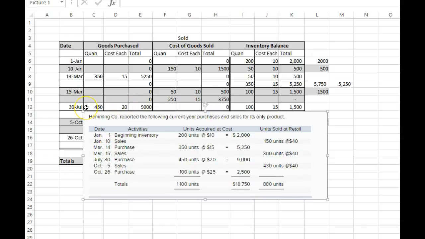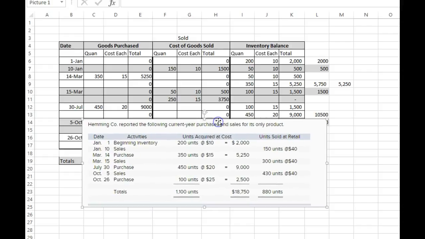Then on July 30th, we come down here, we purchased 450 units at $20. And that gives us a total of $9,000 in new purchases. So now I've got to keep my inventory in piles or separated. So I bring this 100 at 15 down for your first level. And I'm going to add this 450 at 20. So now I have 100 at 15 and 450 at 20. I have a total of 550 parts, and those parts or merchandise, or however you want to look at that, are worth $10,500.